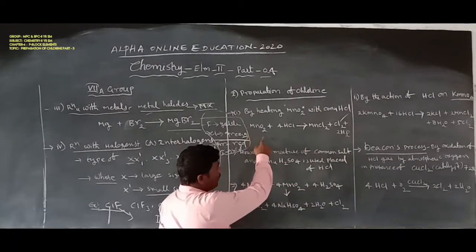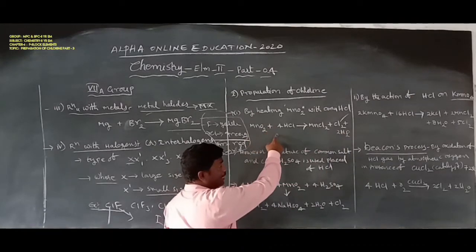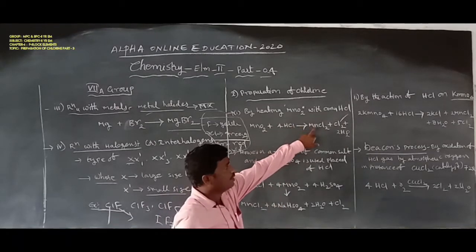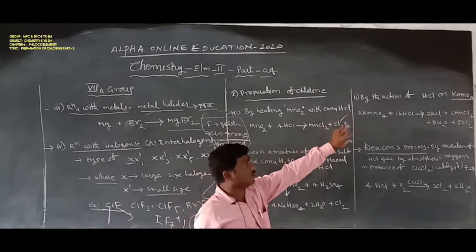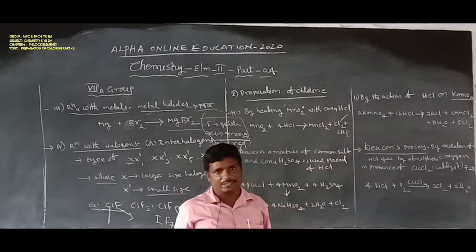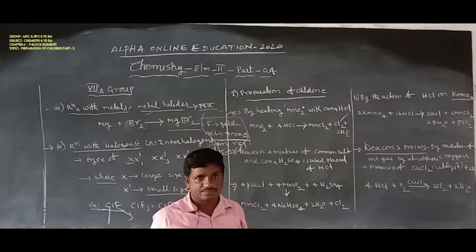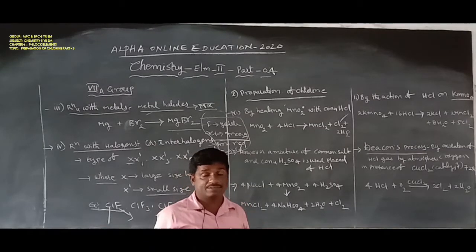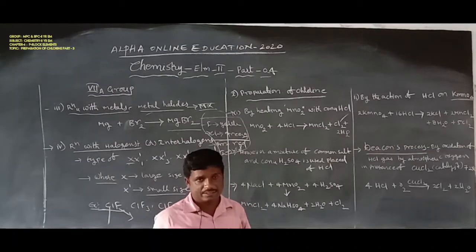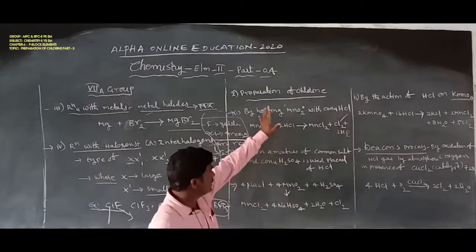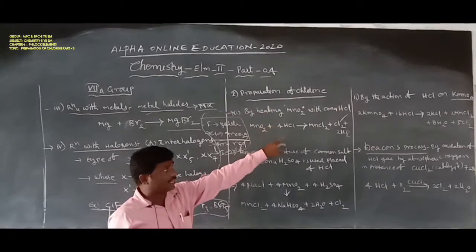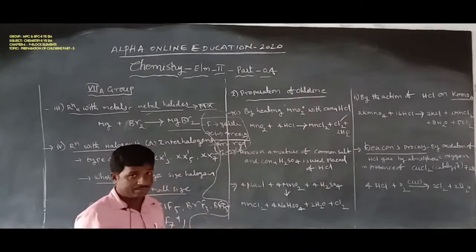Here, 1 mole of manganese dioxide is heated with concentrated hydrochloric acid, then manganese chloride is formed. Next is chlorine. Next is 2 moles of water. That is the first preparation. Scheele prepared chlorine by heating manganese dioxide with concentrated hydrochloric acid.